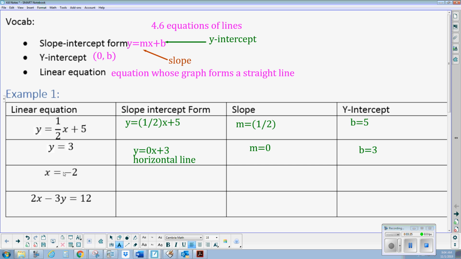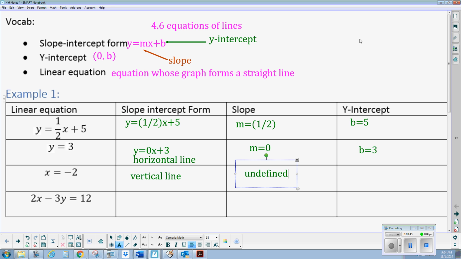And let's look at the third one. Here we're saying x equals -2. So this one we can't write in slope-intercept form. It's a vertical line. This means it's going straight up and down. Therefore, the slope is undefined.